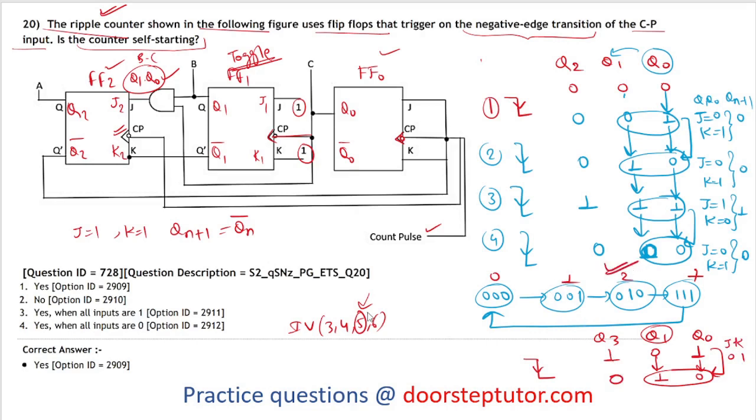So it has started from an invalid state and now it has entered into a valid state, and once it enters into a valid state, it will remain in that loop only. So it is a self-starting counter. So the first option is going to be the right answer. So this is how you have to check whether a given counter is self-starting or not.